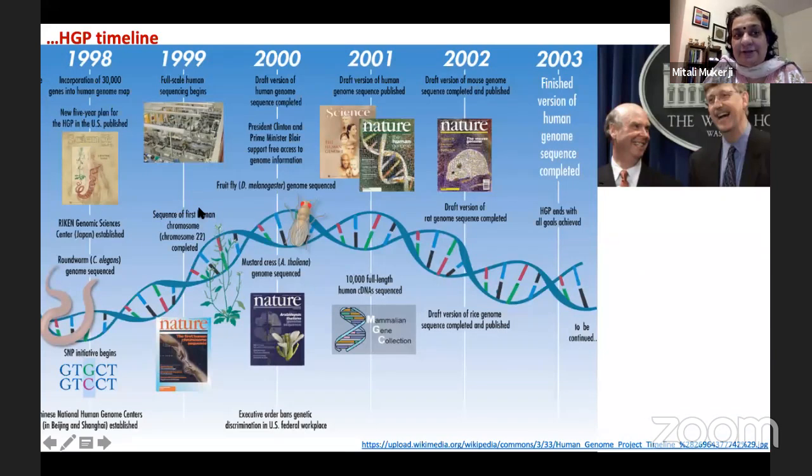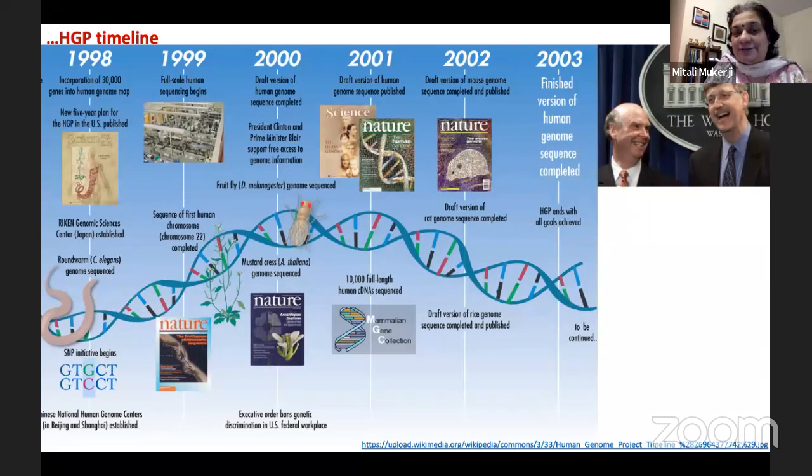Then they sequenced the first chromosome. The first chromosomes were the smallest ones, chromosome 21 and then 22. Both of them got sequenced. So they learned how to sequence and assemble a full chromosome. And by 2001, the first draft of the entire genome was there. This was the final phase of the Human Genome Project, but it took nearly 13 years to reach that place.